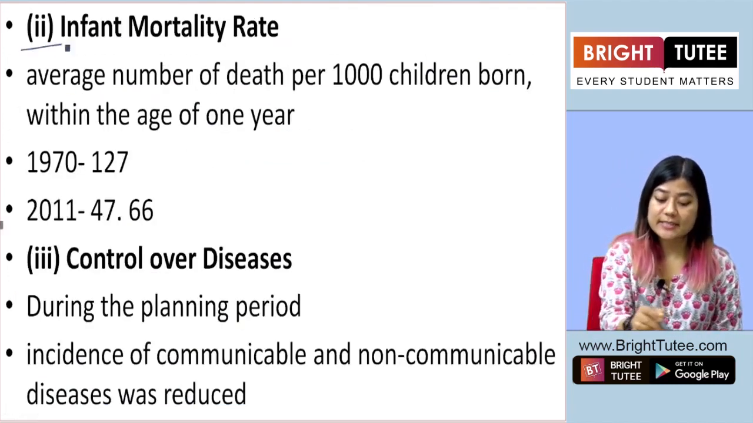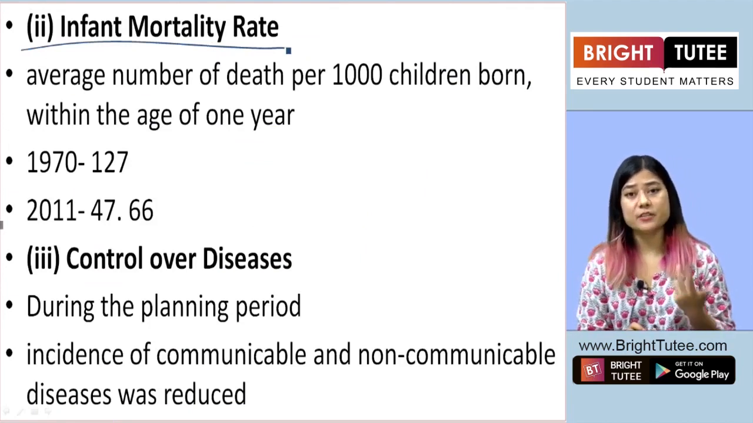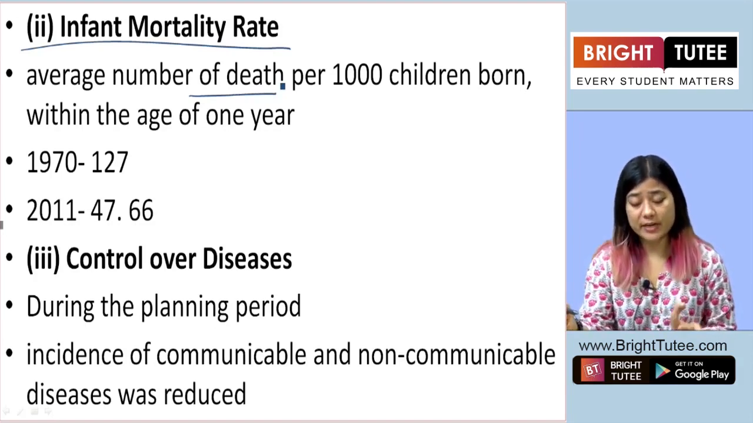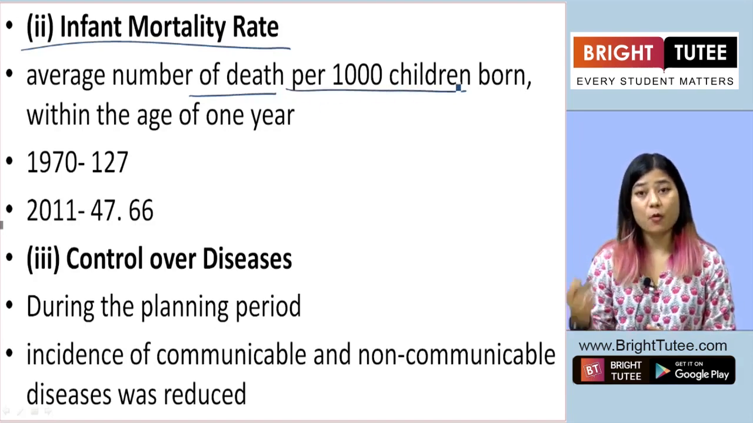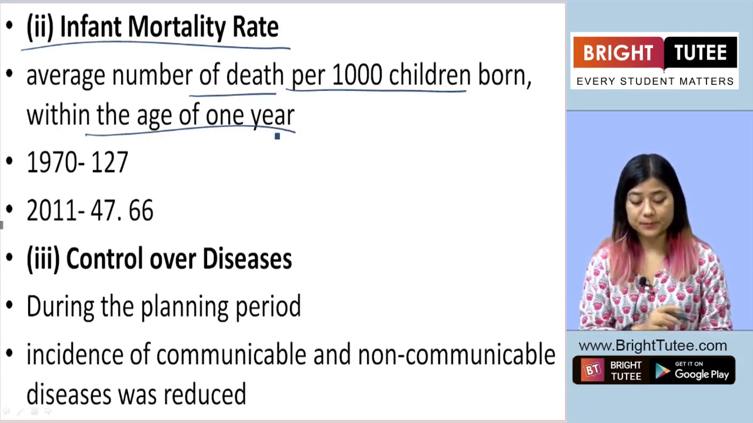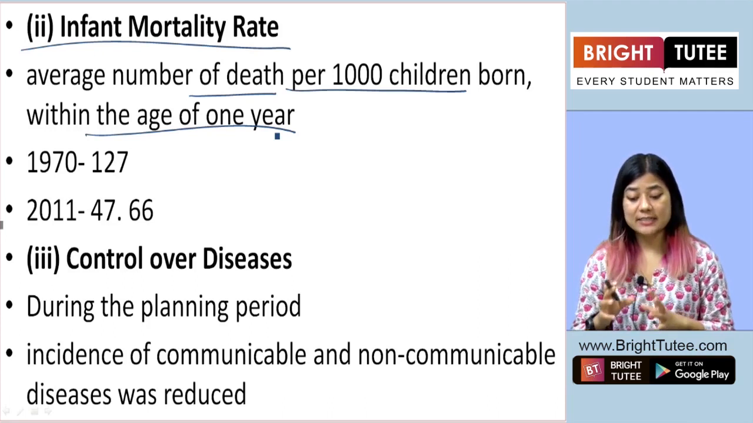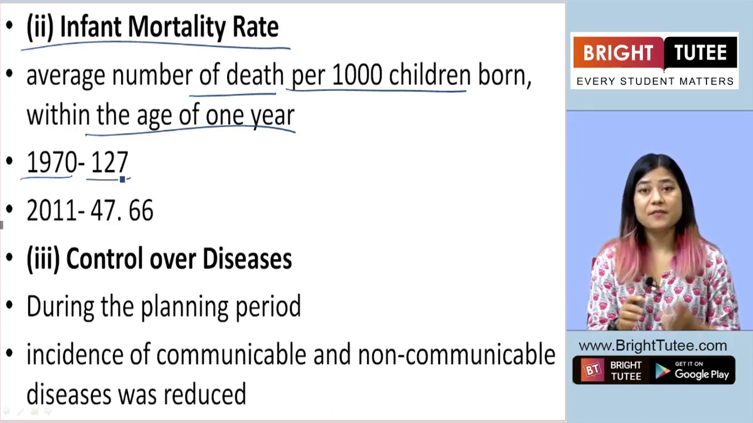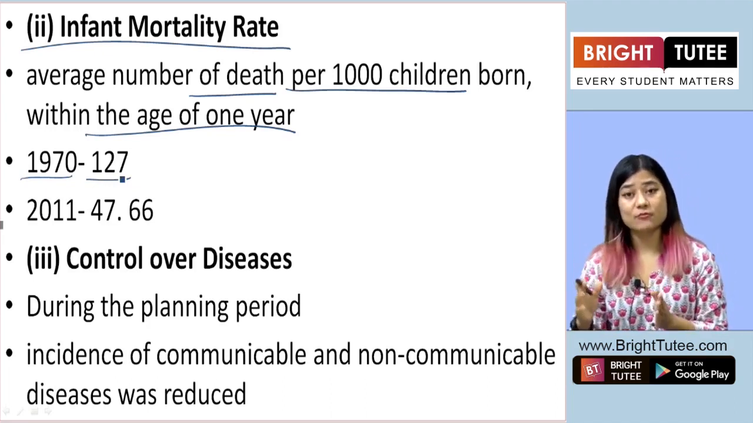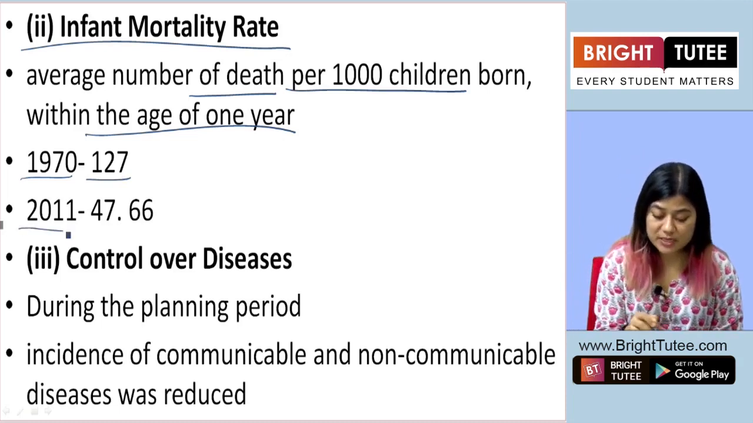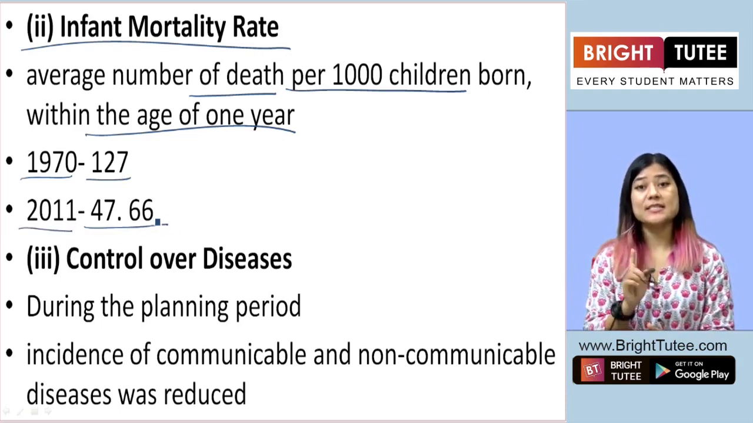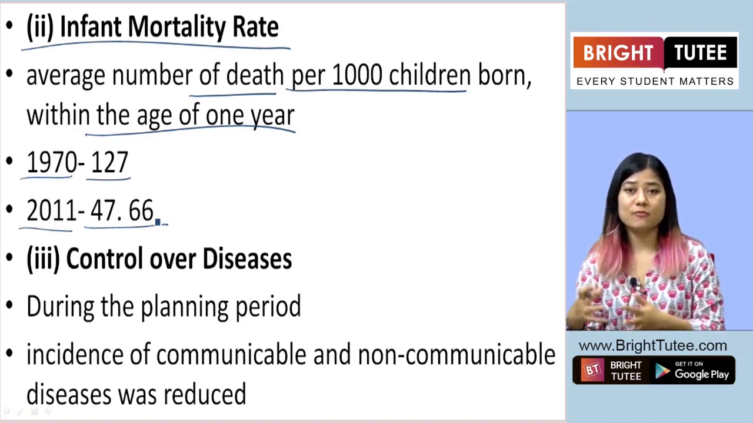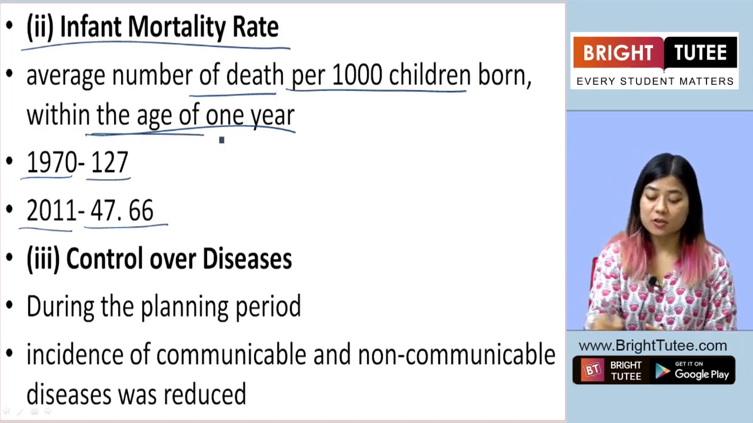The second indicator is the infant mortality rate. What is the infant mortality rate? It's the average number of deaths of infants per 1,000 children born, within the age of 1 year. This infant mortality rate has also come down. In 1970, 127 children died in every 1,000 children born. But by 2011, only 47.66 children died for every 1,000 born, within the age of 1 year.